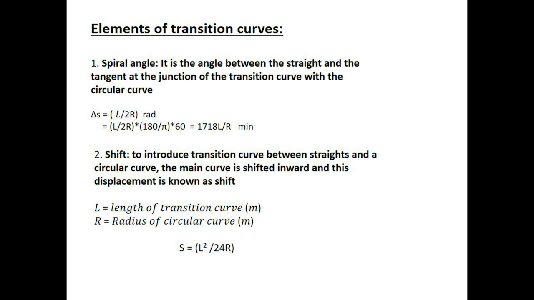The second is shift. So in order to introduce the transition curve between the straights and a circular curve, the main curve is shifted inwards, and this displacement is called as shift. It's expressed as S, and the expression is S equal to L square by 24R.